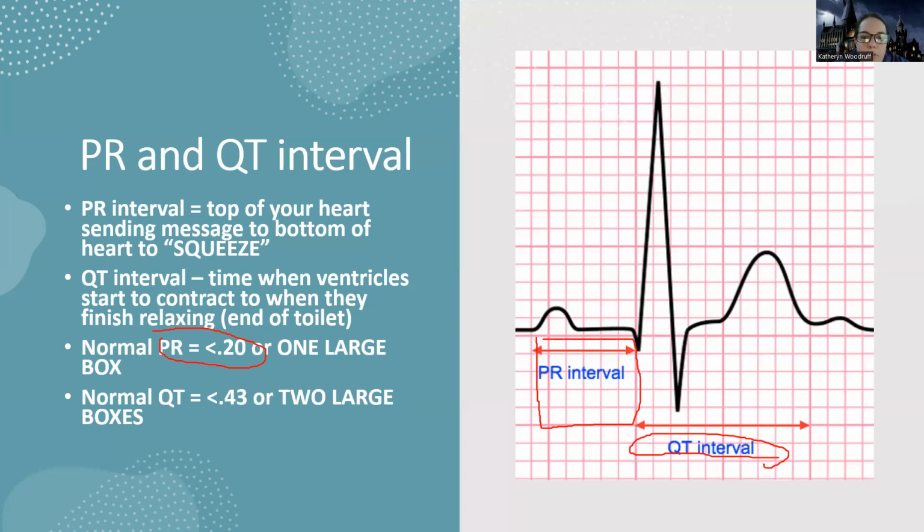And then the QT interval is about the same size. It can be a little bit longer. It's 0.43. And remember, each box is 0.20, so I think 20, 40, but it needs to be less than 0.43. So you can see this one is right at about 0.40, so it's a good size. Oh, that's not pretty. Wait, oh yes, that's what I want. So you can see that this is two boxes.